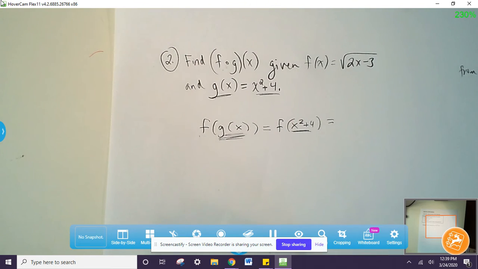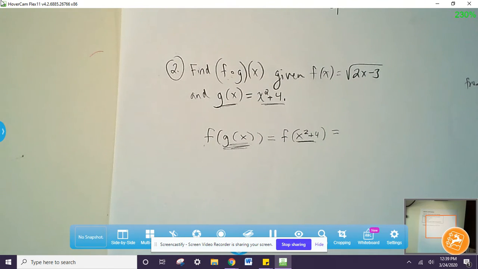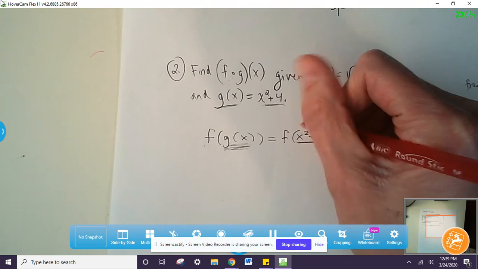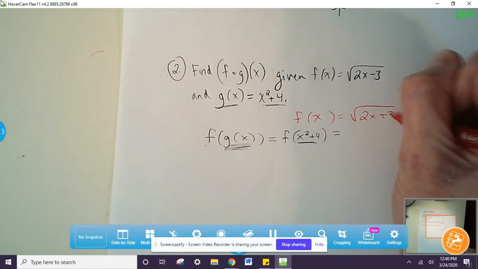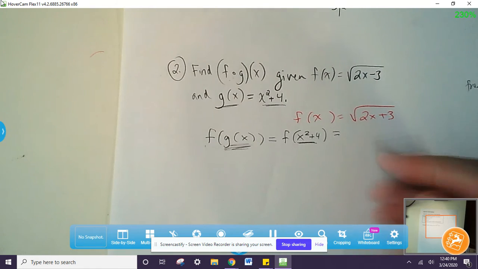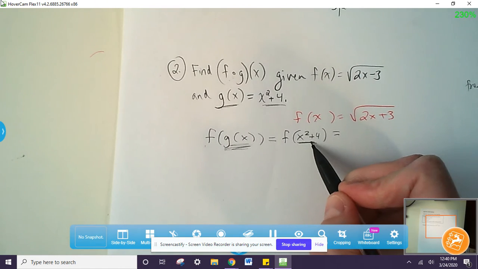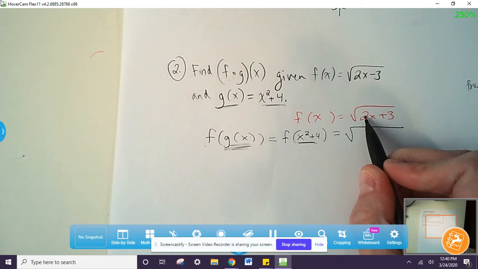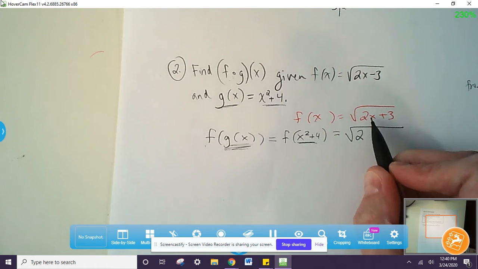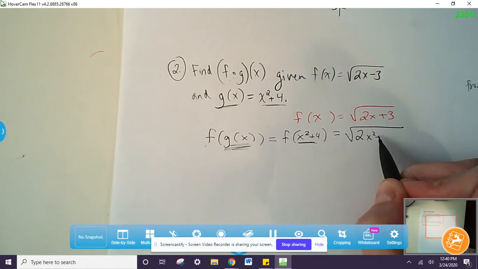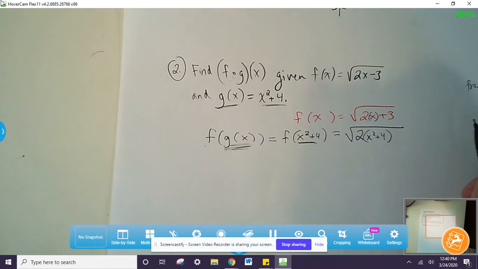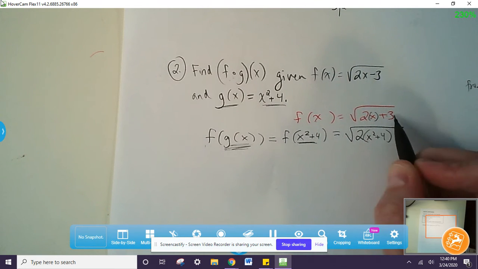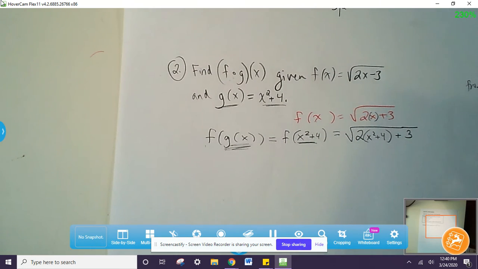And then what we want to do next is we want to go into the function f and replace x everywhere we see it with this expression. So when I taught this, sometimes we lined it up right above. Sometimes we grabbed a different color for that. So instead of x, we're going to put x squared plus 4. So I'm going to keep the square root. I'm going to keep the 2. Instead of x, I'm going to put x squared plus 4. That requires parentheses because I replaced the x with 2 terms. And then I keep the plus, and then I keep the 3 all underneath the radical.